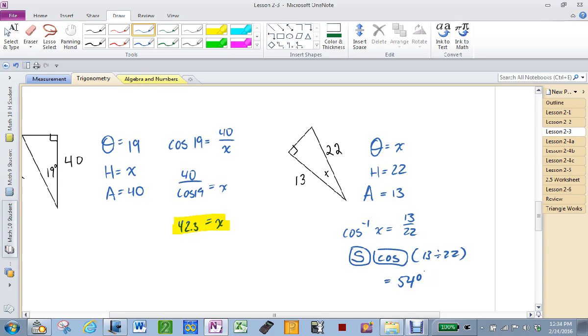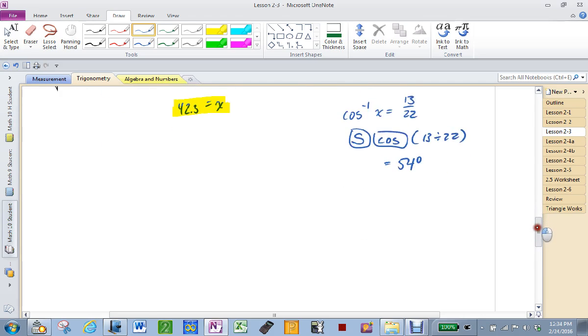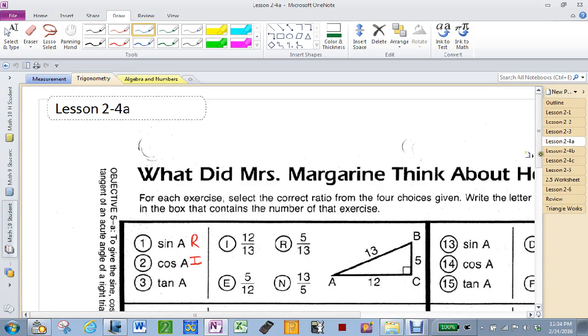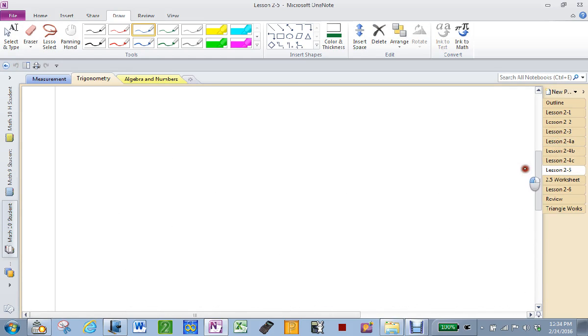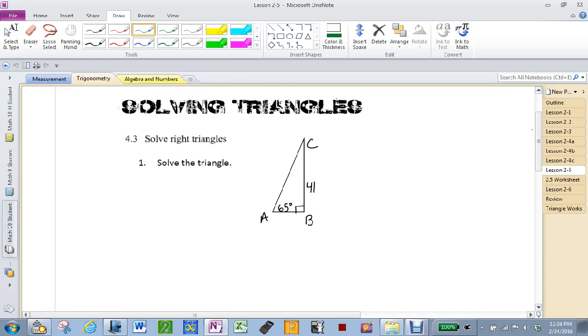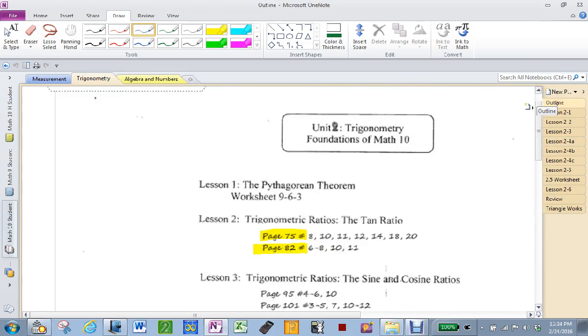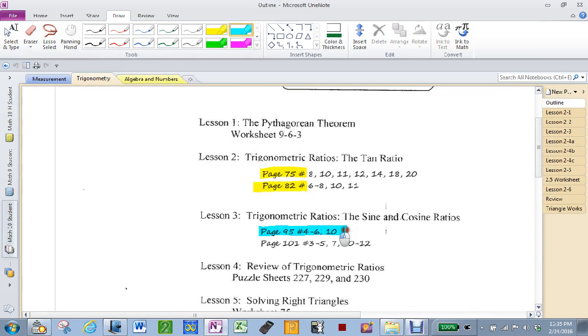Everybody cool? All right. So I'm going to leave you with one job, and then you're going to be doing your homework. Your next page should say solving triangles, yes? The number on the bottom of the page is 227. Excellent. So what I want you guys to do now is page 95 and 101. That is your work for right now.